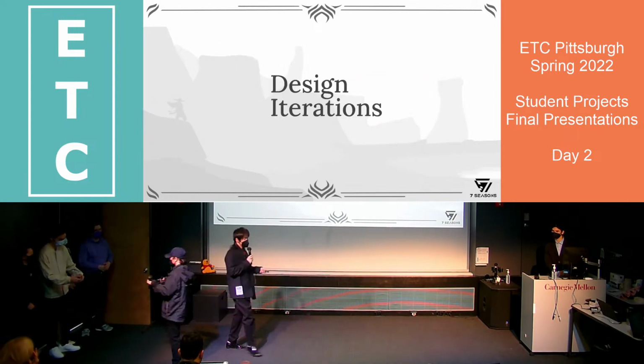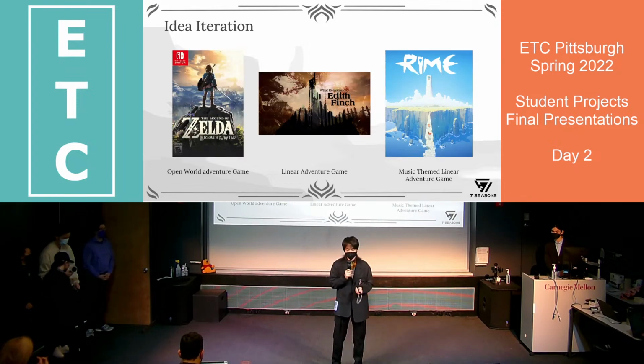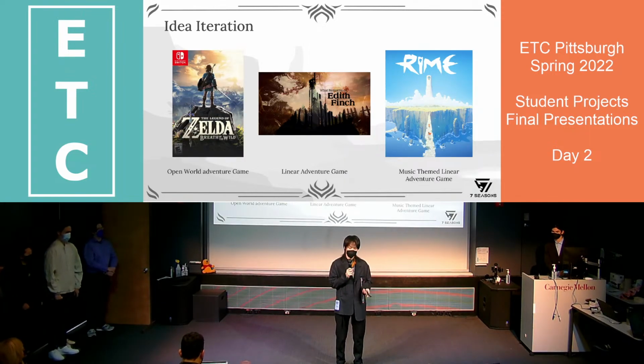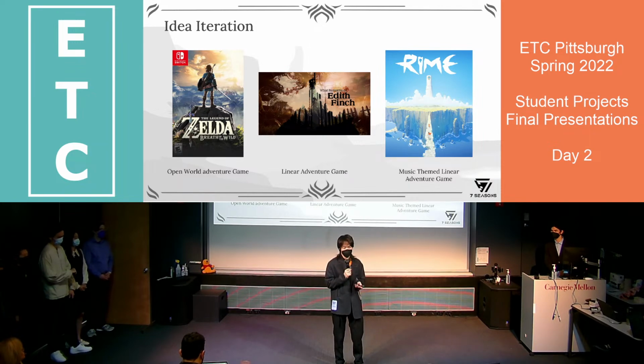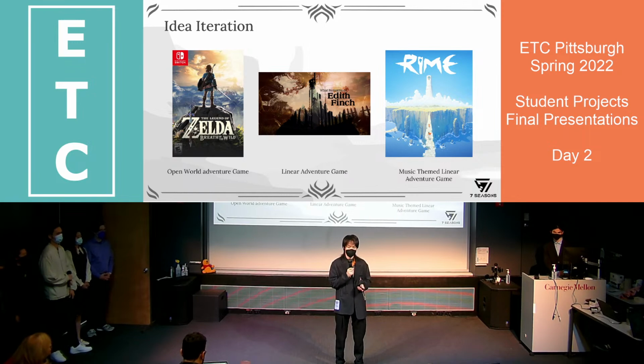Thanks, Justin. So for the game iteration, the first thing we needed to decide was what kind of game we want to create. At the beginning, after several discussions with each other, I found that all our teammates have a passion for adventure games like Zelda, so we decided to do an open world adventure game. But after a team meeting, we found the scope is too big. We don't have enough time to create that kind of game. So we decided to do a linear story adventure game. But we still thought our game lacked some interesting parts, so we decided to add some music elements to it.